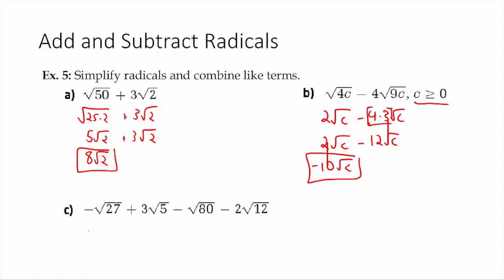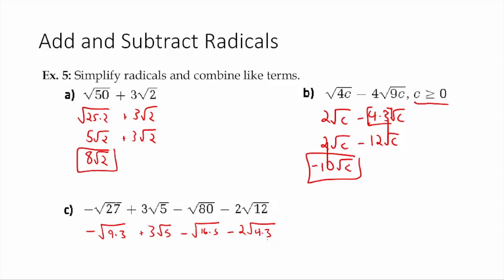So I'm going to go through, and we have the negative square root of 27. Well, that's the negative square root of 9 times 3, plus 3 root 5, minus root 80, which is a little tricky because we need to find a number that divides into it that's a perfect square, and in this case we know that it's actually 16 times 5. Subtract 2 root 12, we're looking at 4 times 3.